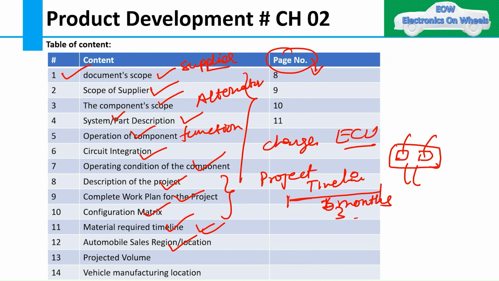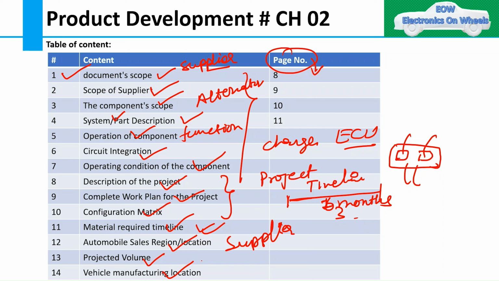Then what are the sales regions or locations of that particular product which you are going to develop. I will tell you why it is required, because you need to check the feasibility of serviceability of that particular component, whether the supplier has the serviceability of that component in that location. That's why the sales region and location are required for the supplier. In this you have to see all the possible options. Then projected volume. Of course, you need to tell the supplier how much the projected volume is.